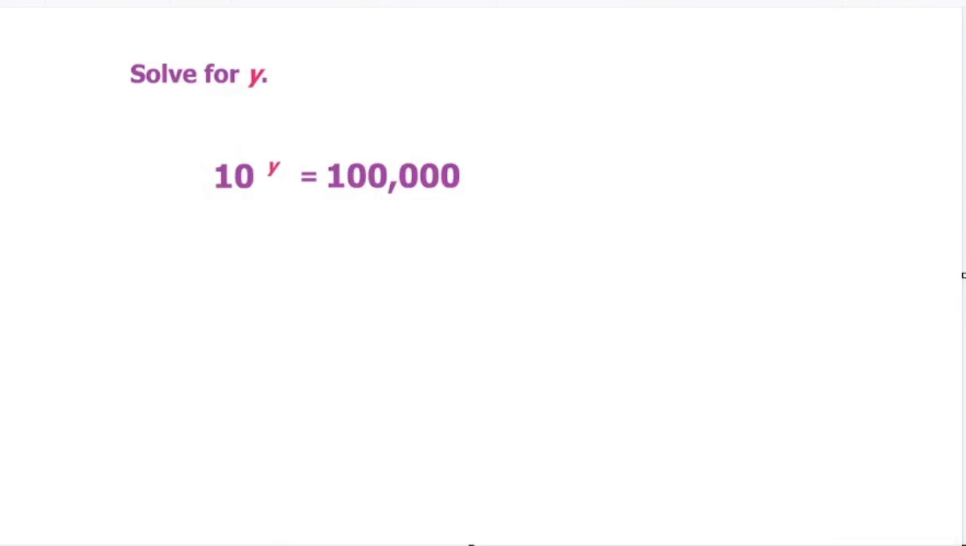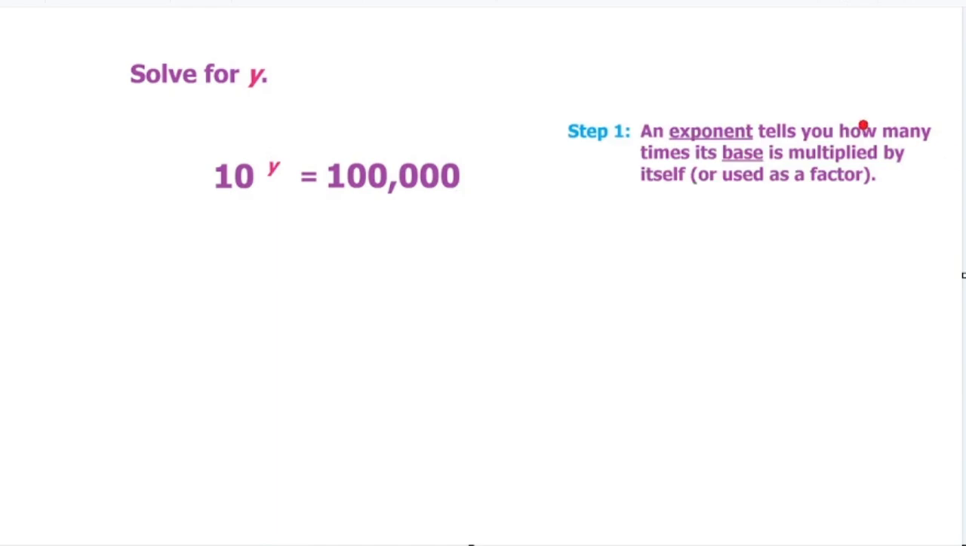In this lesson, I'm going to teach you how to solve equations with variable exponents. So we have a problem here. It says solve for y. We have 10 to the power of y. This is the variable that we're going to try to solve for, and it has to equal 100,000. So there's a few steps, and make sure to stick around for the steps.